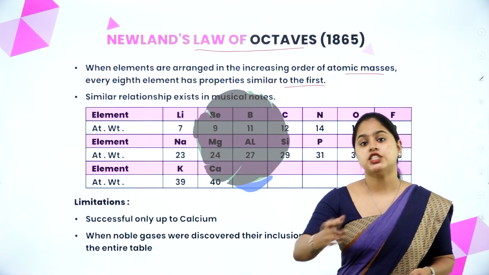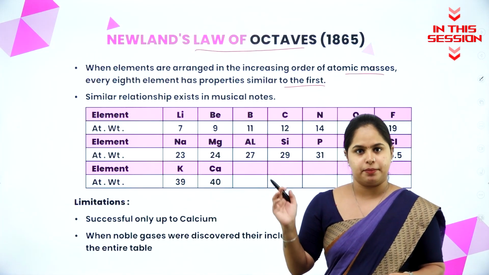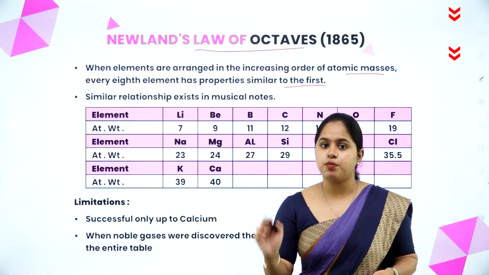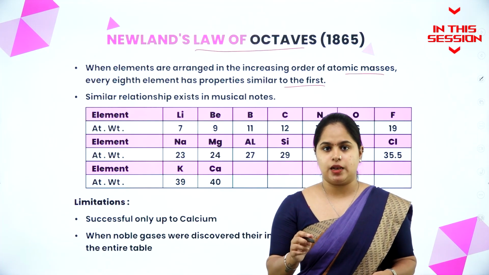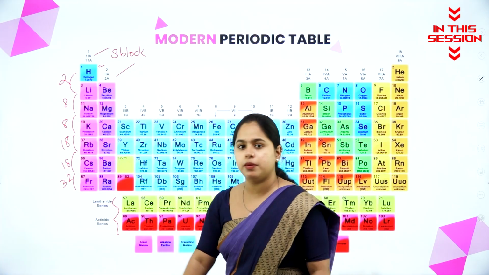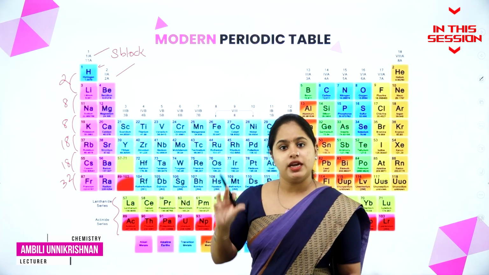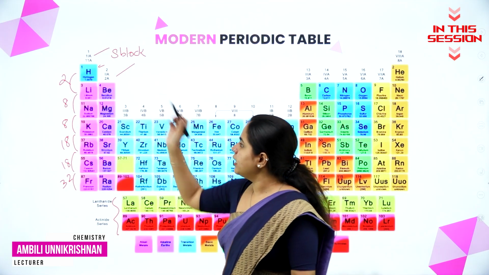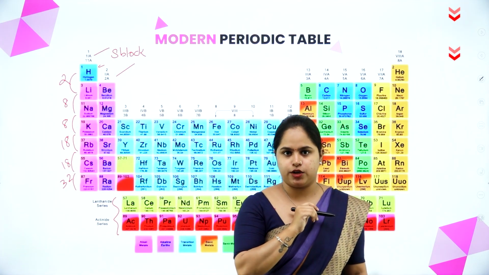If the elements are arranged in the increasing order of their atomic masses, what happens? The first element will have properties similar to that of the eighth element. See, hydrogen actually does not belong to the first group. It is placed there separately. Why? Because in hydrogen there is only one electron present.